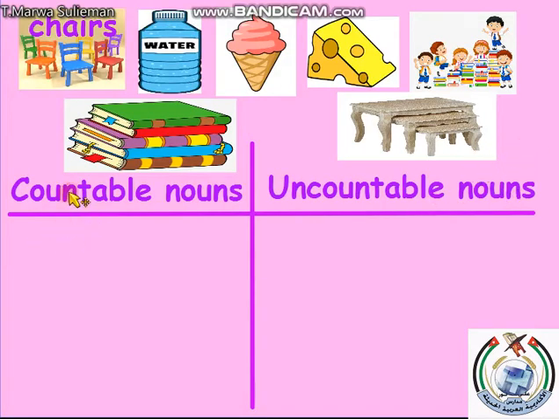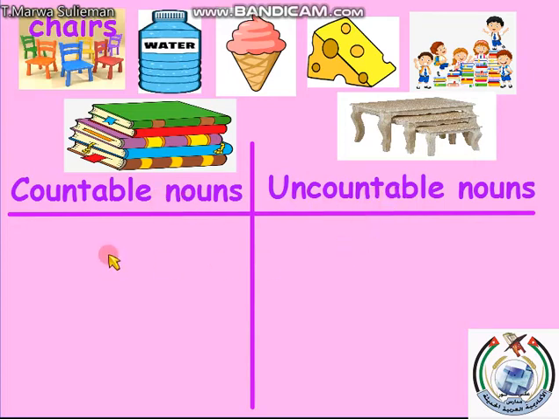So, my students, countable nouns, الأسماء المعدودة, we can count them, ممكن نعدهم. Uncountable nouns, الأسماء الغير معدودة, we can't count them, ما نستطيع أن نعدهم.